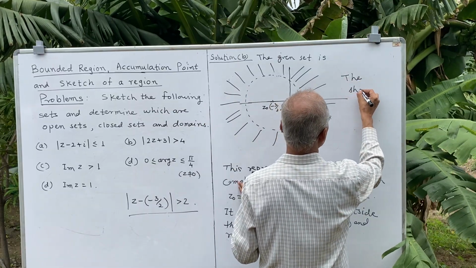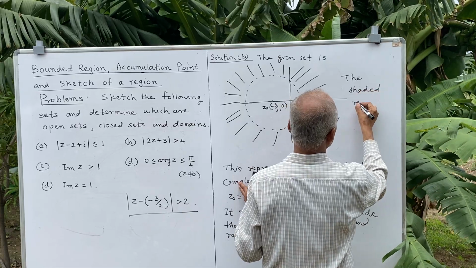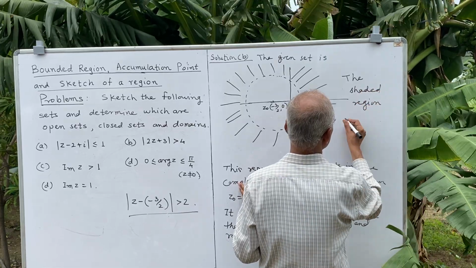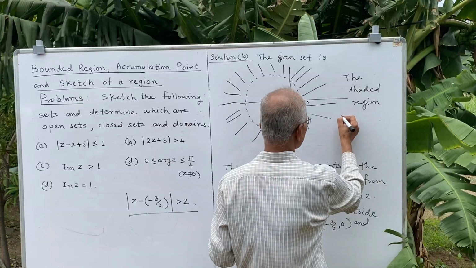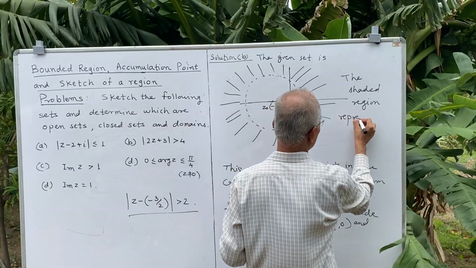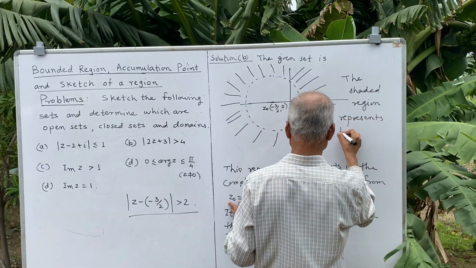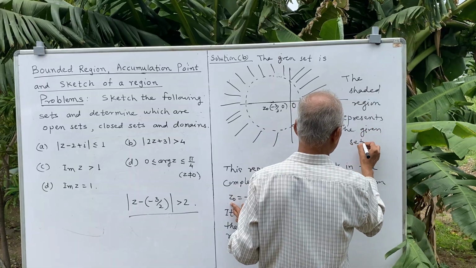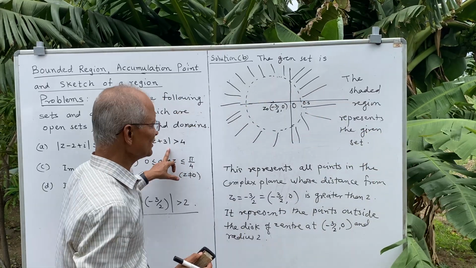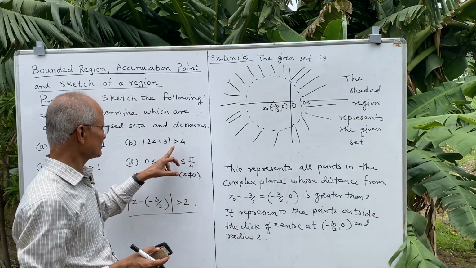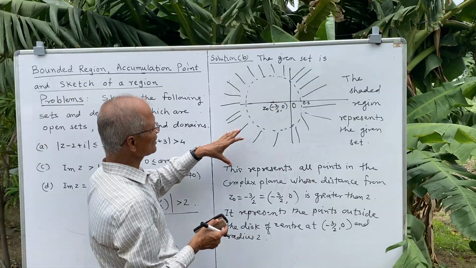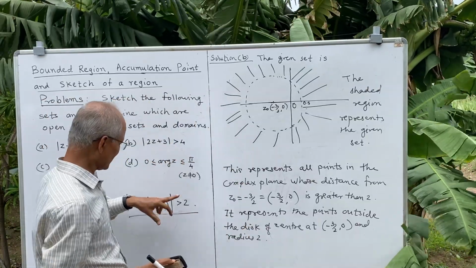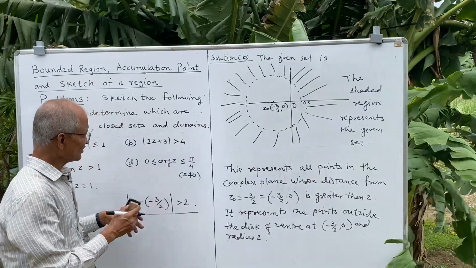The shaded region represents the given set. Now what about this set? This is an open set because it is greater than 4. Those greater than 4, and here that means this is equivalent.